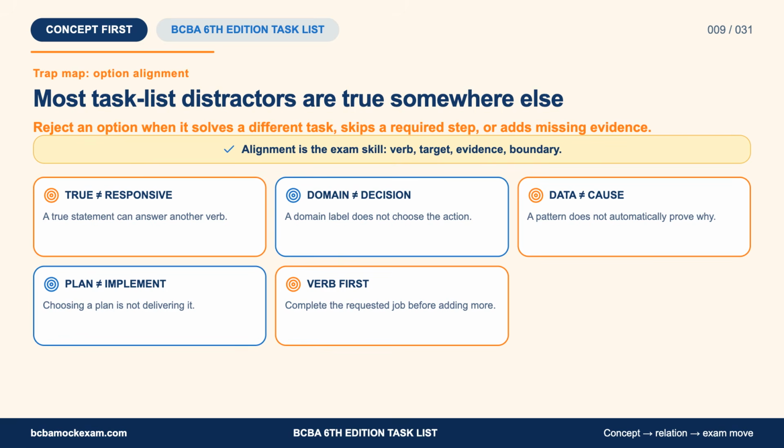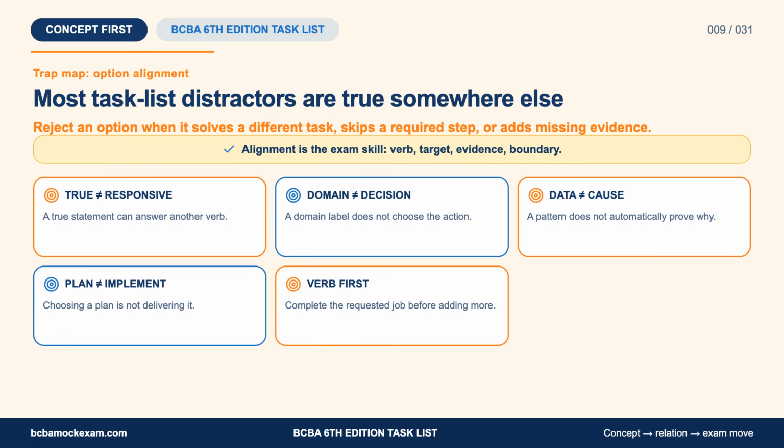Consider the first 2 near misses. True is not equal to responsive. A true statement can answer another verb. Then domain is not equal to decision. A domain label does not choose the action. Each contains a piece of a true idea, but each fails to preserve the relation the stem actually supplies. When a distractor sounds reasonable, ask what it assumes, what it leaves out, and which different question it would answer. That is more reliable than rejecting it by label alone. The trap map is a visual list of broken links between evidence and answer.